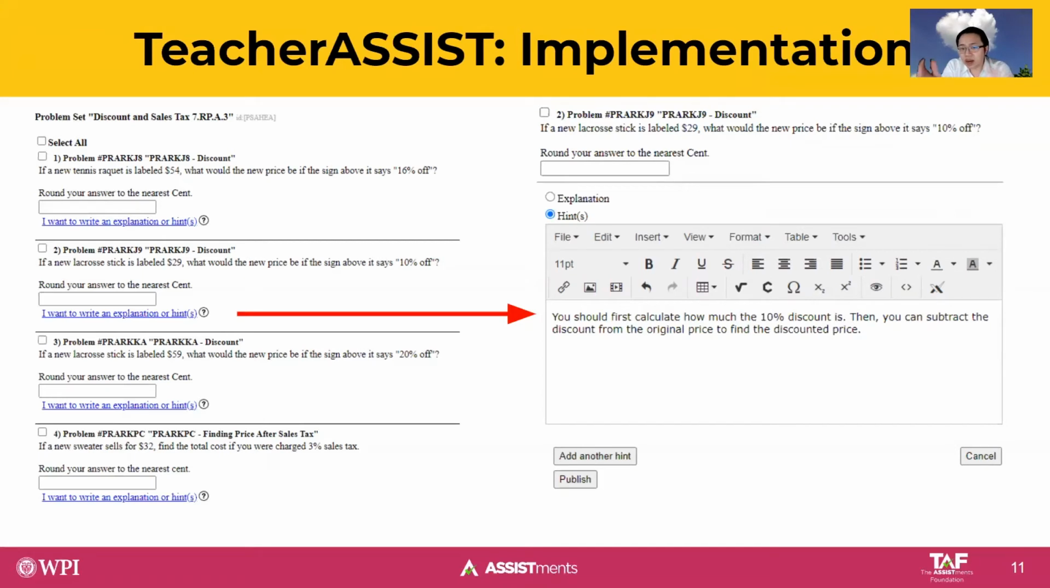This simple addition answers the two questions. First, teachers are incentivized to create hints and explanations because they are directly available. They will be promptly available to their students in the next assignment. The teacher creates them and then assigns them to the student directly, so teachers know right away that this is what the student will get.